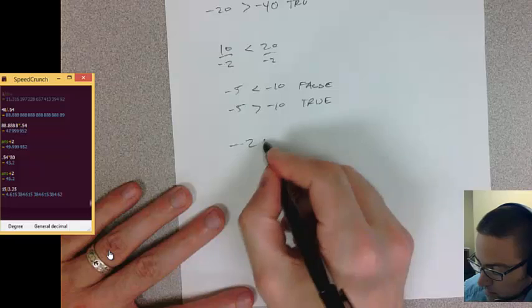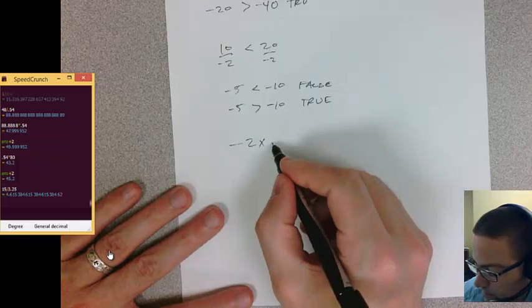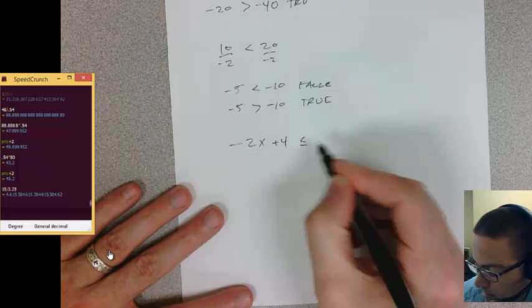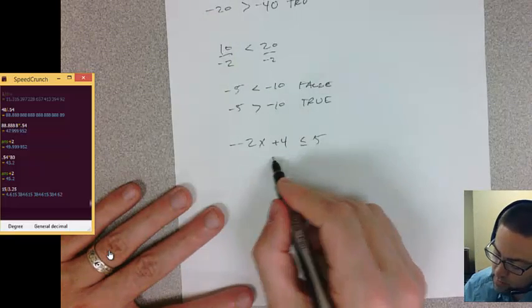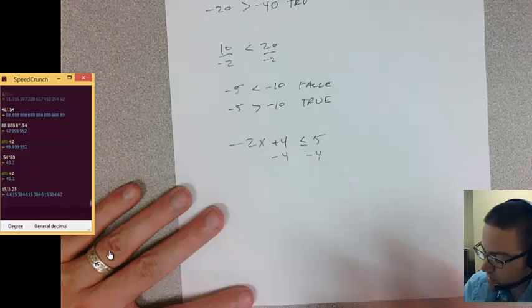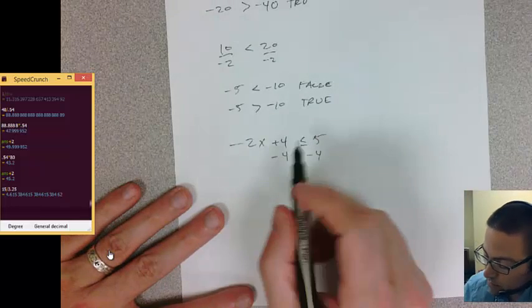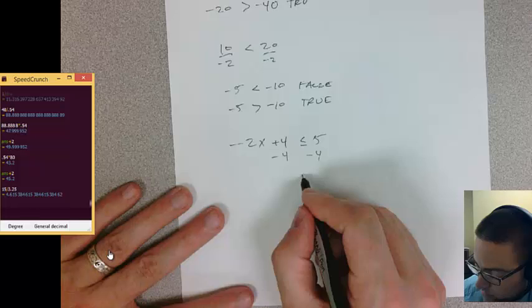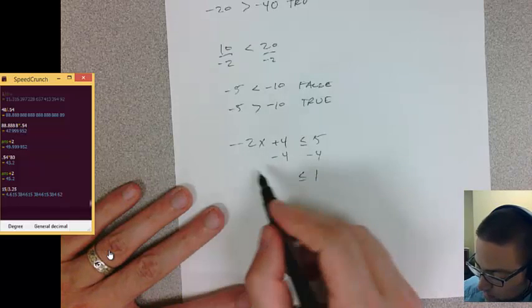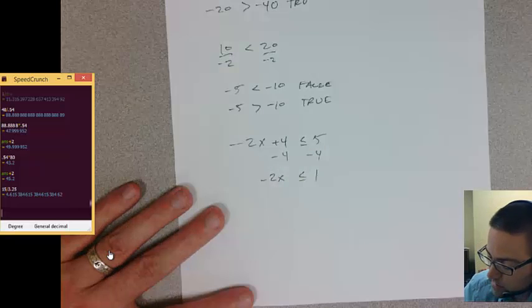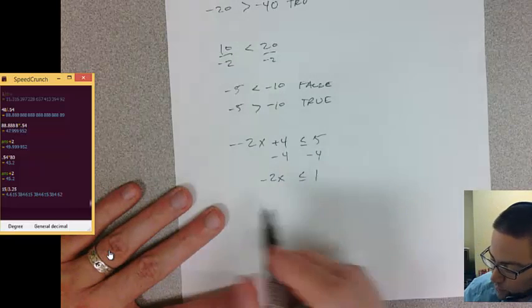Okay, so how does that work out in equation solving? Let's take a look at this example. Negative 2x plus 4 is less than or equal to 5. I would subtract 4 from both sides. Remember, subtracting doesn't mess things up, so it's okay to not flip the inequality symbol. So 4 minus 4 is 0, and I get negative 2x is less than or equal to 1.